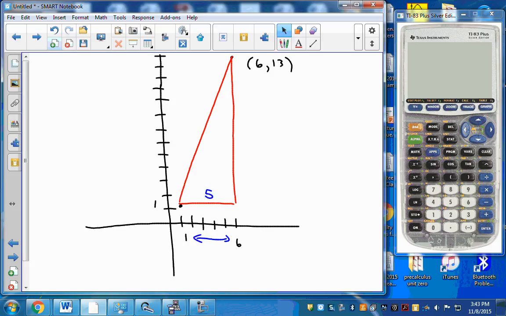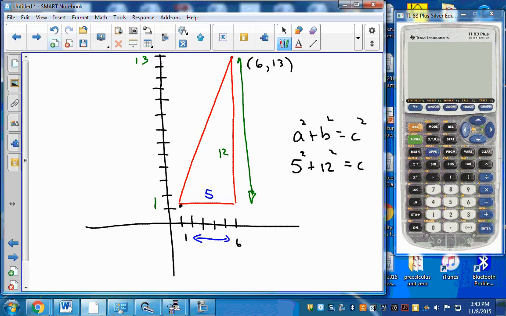And the up-down direction would be the difference between 13 and 1, so that's 12. Okay, so good old Pythagorean theorem again. A squared plus B squared is C squared, where A and B are the short sides. So 5 squared plus 12 squared is C squared. This is 25 and 144. C squared is 169. C is the square root of 169. C is 13. Okay, so the distance is 13.